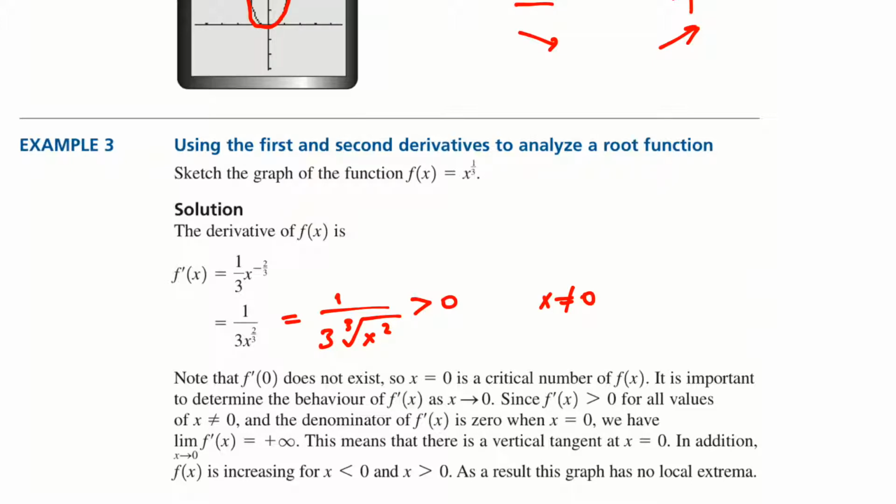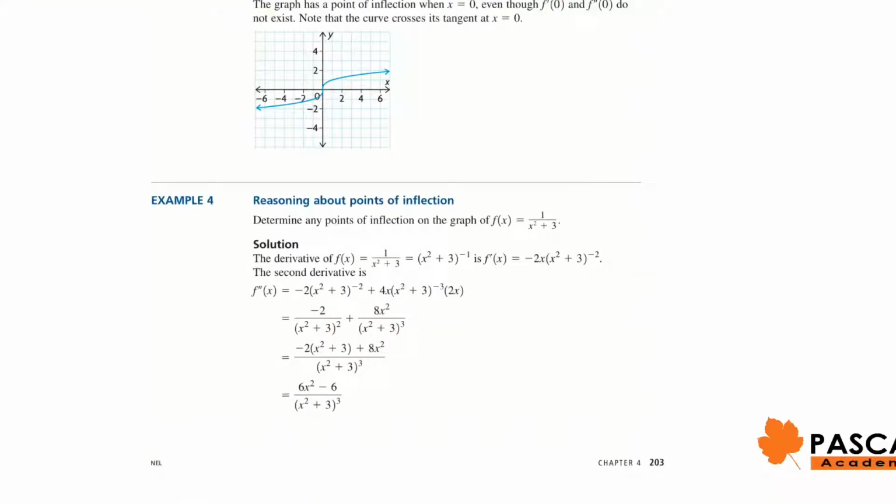Limit of f prime of x as x approaches 0 is positive infinity from either side. Therefore, we have a vertical tangent line at x equals 0.